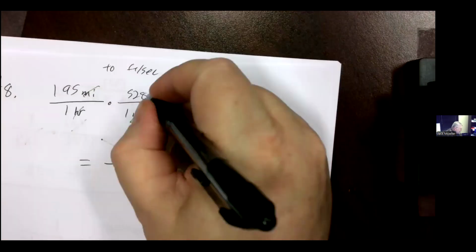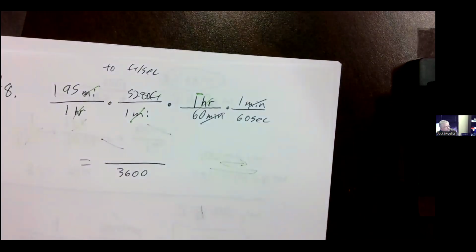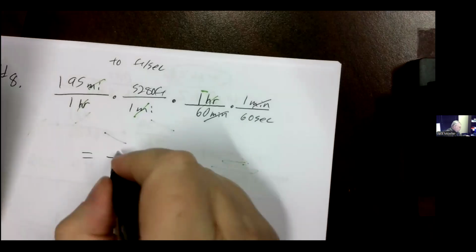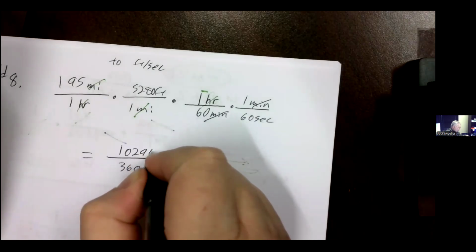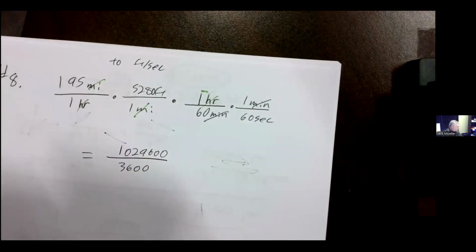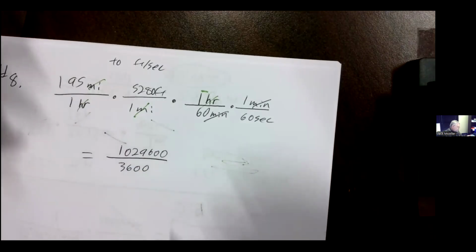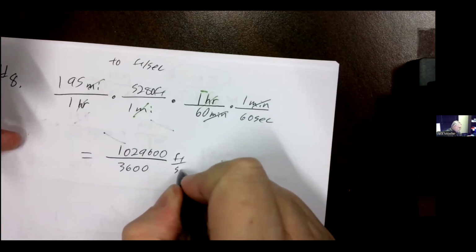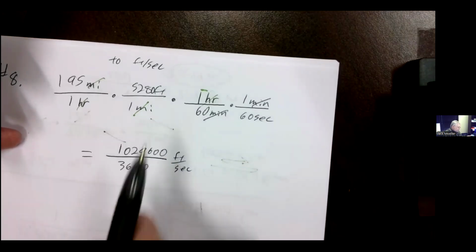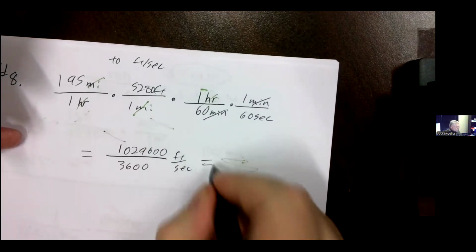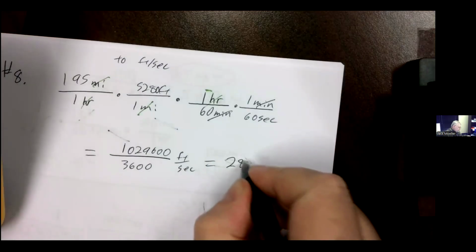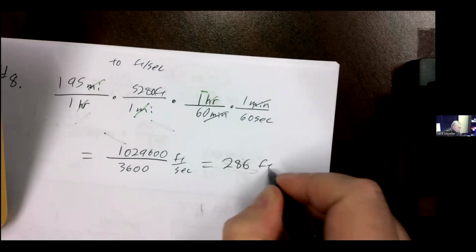That's 5,280, not 5,000, not 528, sorry. So this is going to be, I don't know, what, 275, something like that. Guess. So feet per second. So we multiplied the top numbers, multiplied the bottom numbers. Now we do the division. 286, no rounding needed, feet per second.